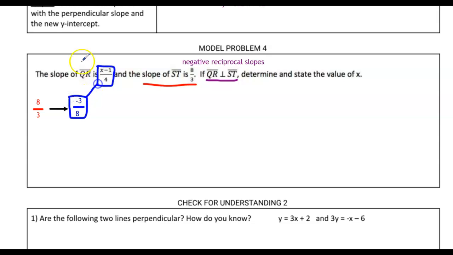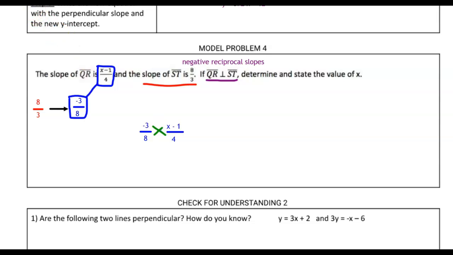Seems like we have a proportion on our hands. And here's that proportion all written out. -3 over 8 is equal to x minus 1 over 4. Now what we have to do in order to solve this proportion is cross multiply. That's right, crisscross applesauce. This times this, and this times this.